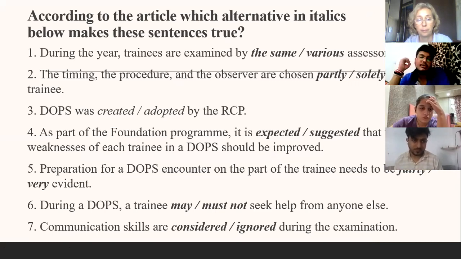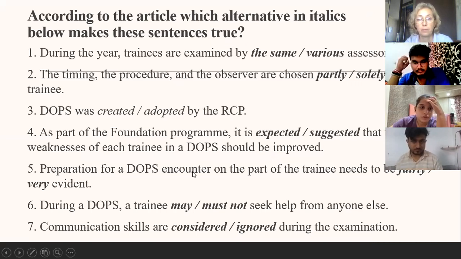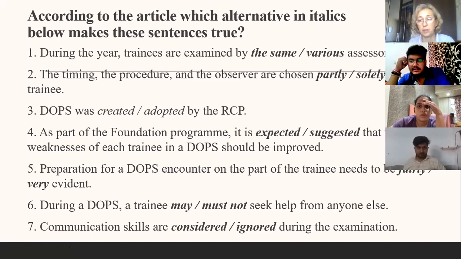As a part of the foundation program, it is suggested that the weakness of each trainee in a DOPS should be improved. Suggested, or expected? Should we say that they must improve all the weaknesses? Expected. It is expected that the weaknesses should be improved. Well, the next is for Rakhav.